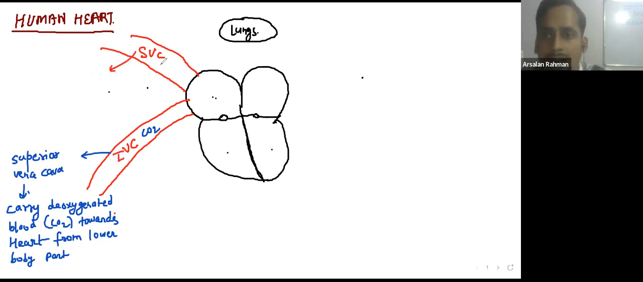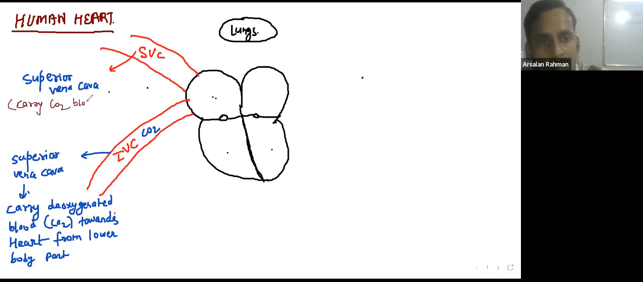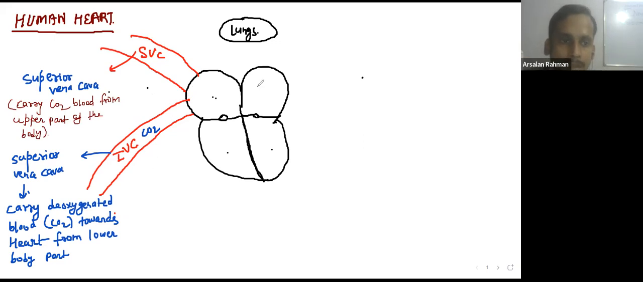This one is called superior vena cava. What will it do? It will carry CO2 blood, deoxygenated blood, from the upper part of the body. This is inferior vena cava, not superior. This is inferior vena cava.